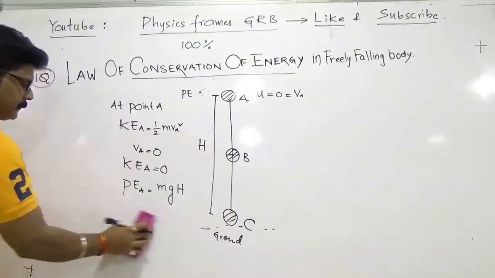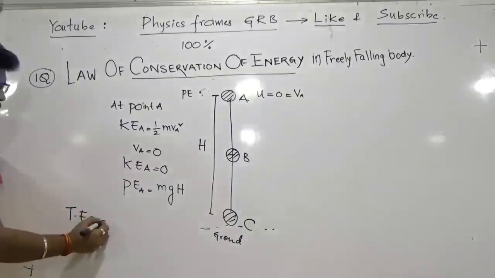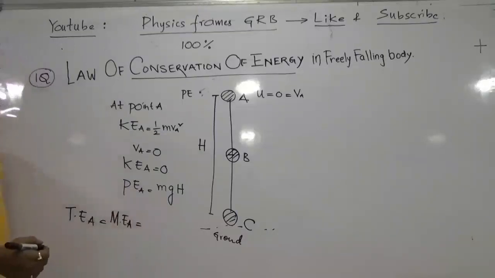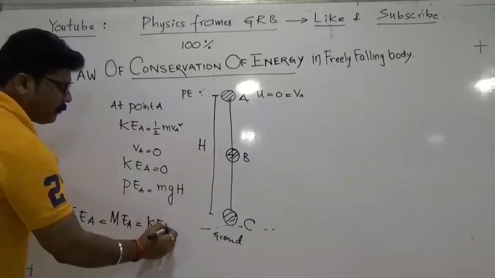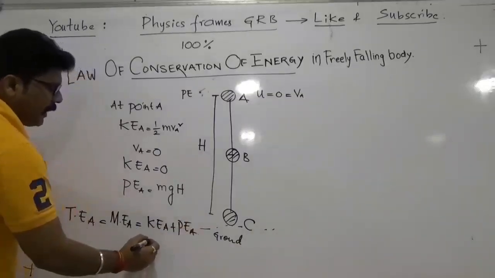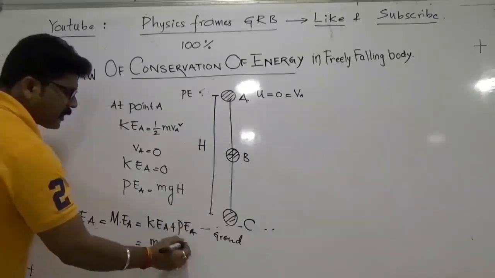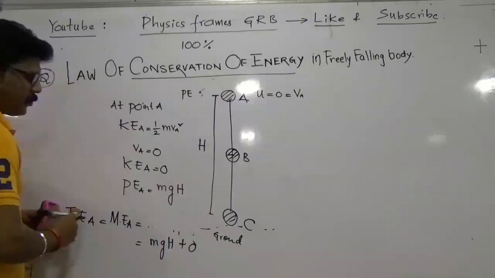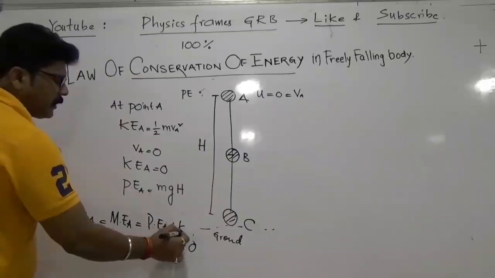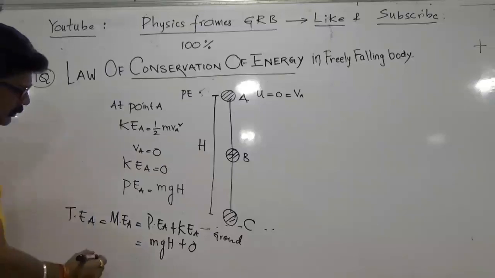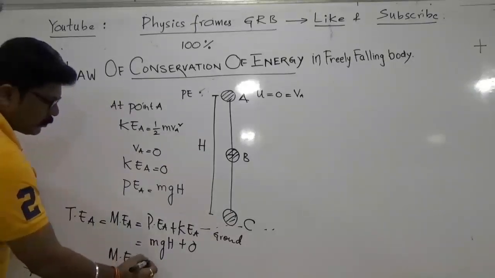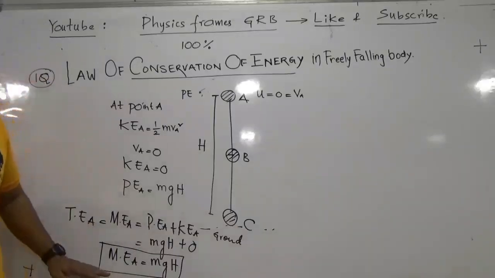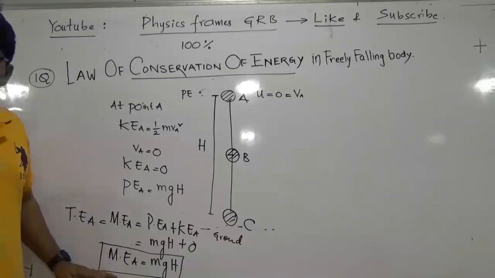Let us write here. Total energy at point A equals mechanical energy at point A equals kinetic energy at point A plus potential energy at point A, which is nothing but mgh as potential energy, plus kinetic energy, which is 0. Or if you want, you can write in the order like this: potential energy at point A plus kinetic energy at point A. Now the total energy, or mechanical energy at point A, equals mgh. This is the mechanical energy. Is it clear? Are you able to see? Okay, sure. Till here, you are able to see that way.